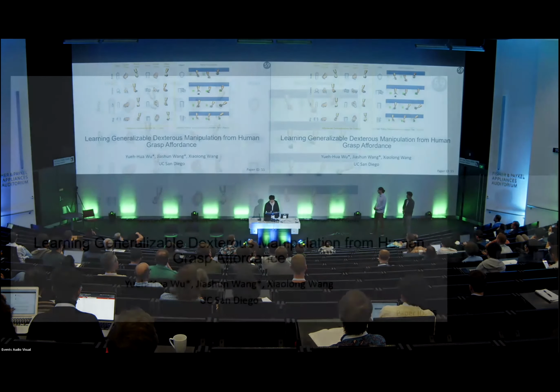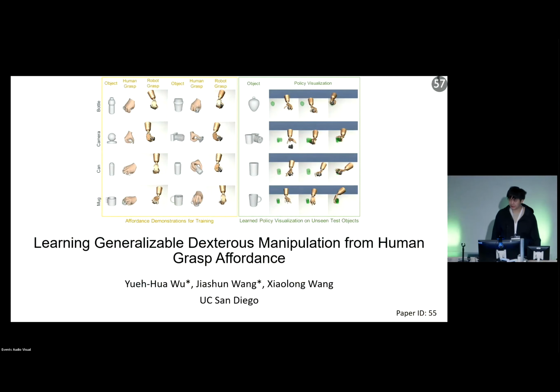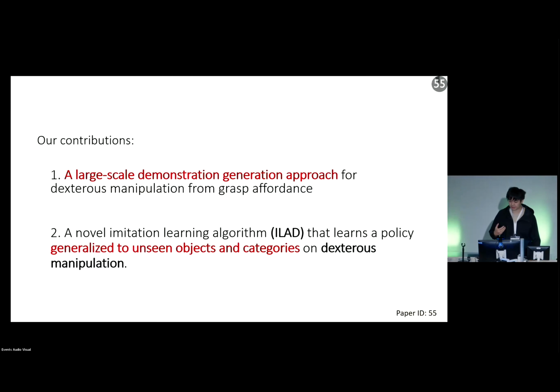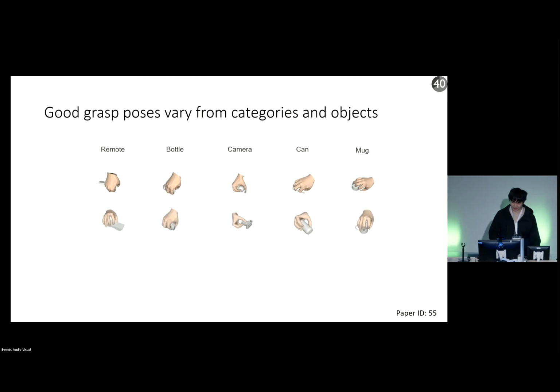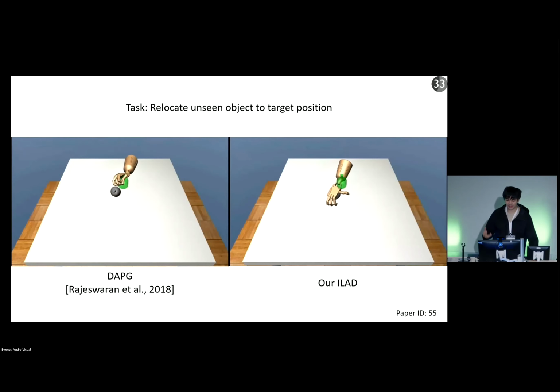Hi, we will present our work that is able to learn a generalizable policy for dexterous manipulation. In the pipeline, we present a demonstration generation approach and also an imitation learning method that is able to generalize to unseen objects and categories. We will show how to learn dexterous manipulation from human grasp poses. Grasp poses differ across categories and objects, so it is difficult for imitation learning to learn grasp policies.